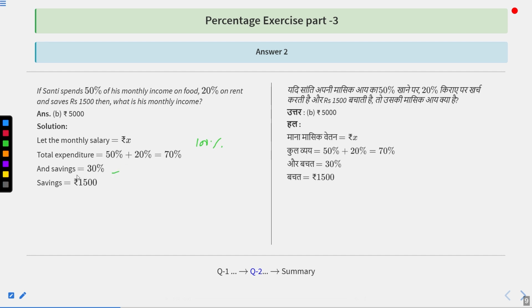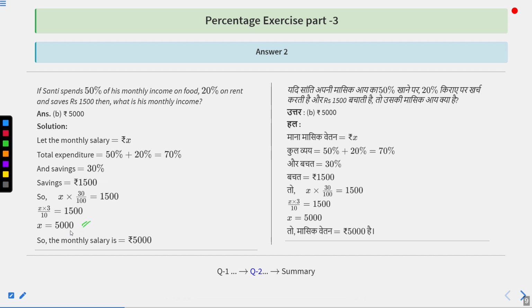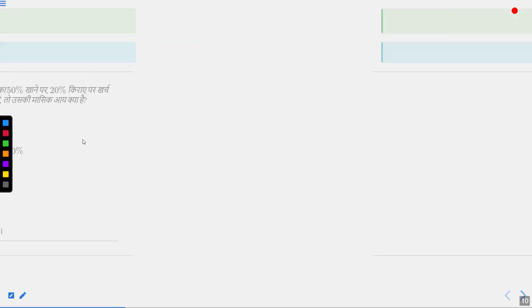But according to the question, savings were rupees 1500. That means that 30% of total is saving, that is 1500. So x into 3 upon 10 equals 1500. Therefore, x is 5000. So this is the monthly salary of Santi. Option number B is the right answer.